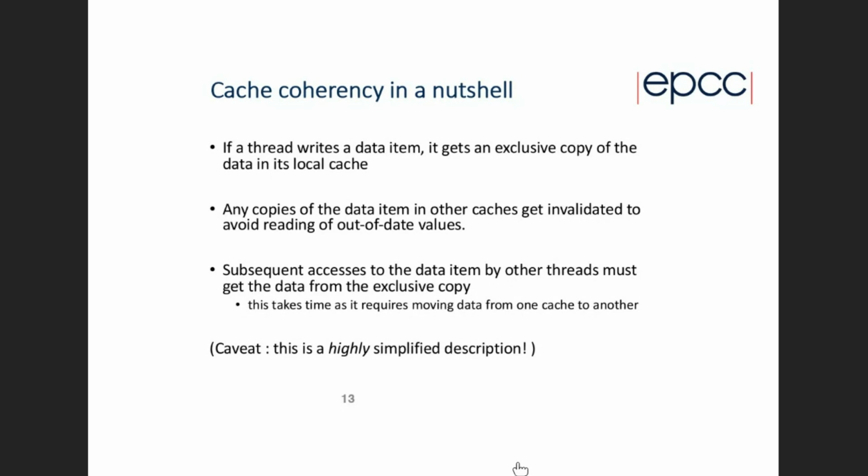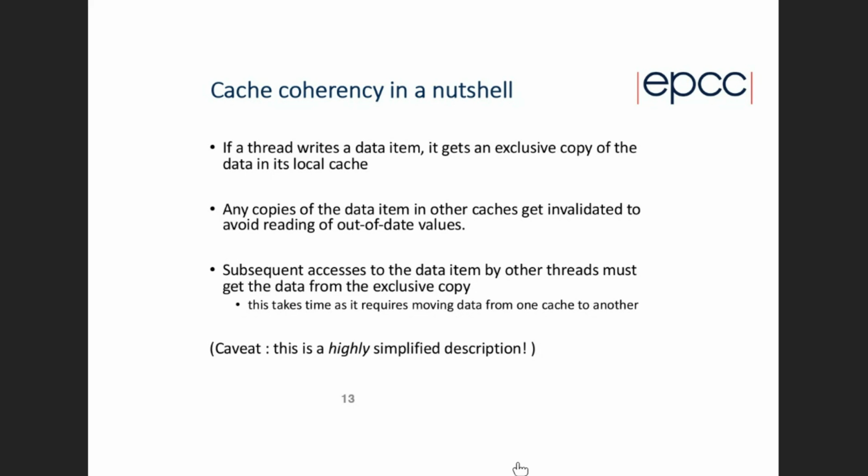What happens is whenever a thread running on a particular core writes a data item, it will get an exclusive copy of that data item in its local cache. And any copies of the data item in other caches will get invalidated to avoid reading any out-of-date values. Once a write has happened, then any subsequent access to that data item by other threads has to get the data from where the exclusive copy is. And that takes time because it means actually moving data from one cache to another. That could be between caches on the same chip, or in a multi-socket system, it could be between sockets.